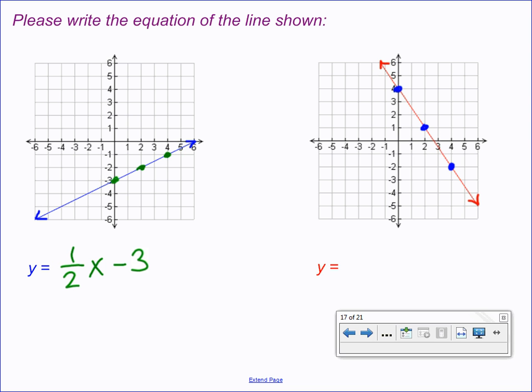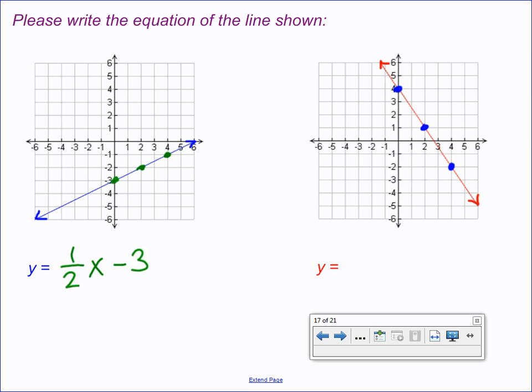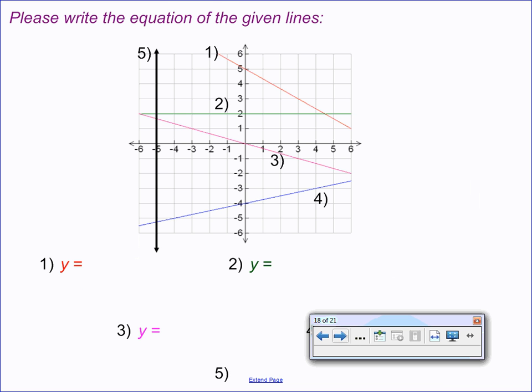And what do we get for this red line? This red line, Aaron? 4 plus negative 3 over 2. Raise your hand if you got 4 minus 3 halves x, or negative 3 halves x plus 4. Both are correct. Way to go, you guys. That's awesome.